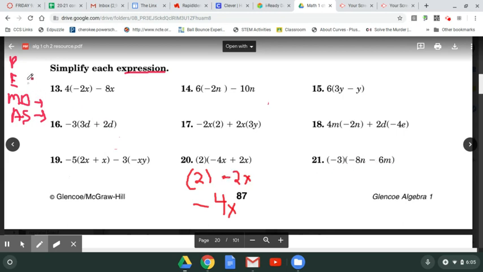Here, parentheses. Can we do the parentheses? No. So now we have to multiply negative 3 times both of these terms. And what do you get when you multiply negative 3 times both these terms? Right. Negative 3 times negative 8 is positive 24. And then negative 3 times negative 6 is positive 18m.